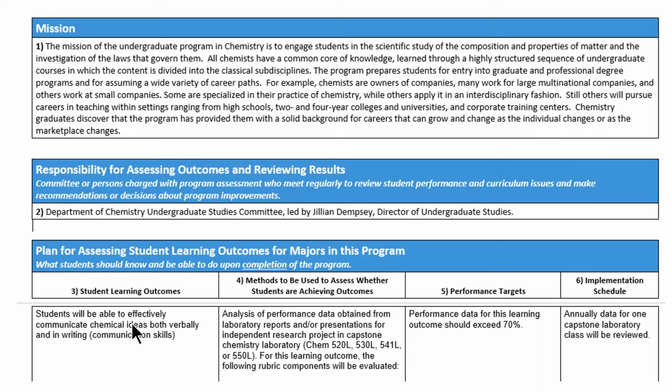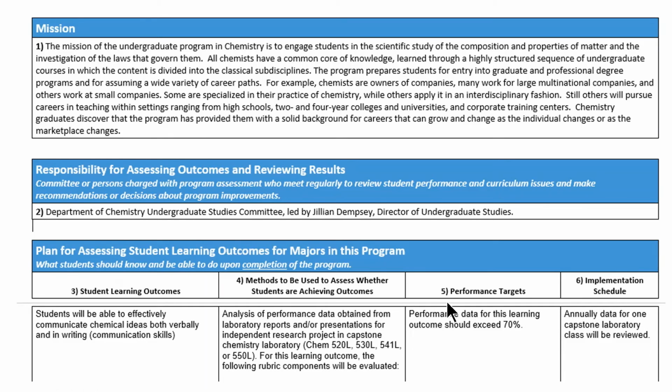There's a student learning outcome highlighted here. In this case, you're doing assessment using a capstone project, scoring work with a rubric. It describes a performance target. Students are going to exceed 70%. And in this case, you're doing this annually.